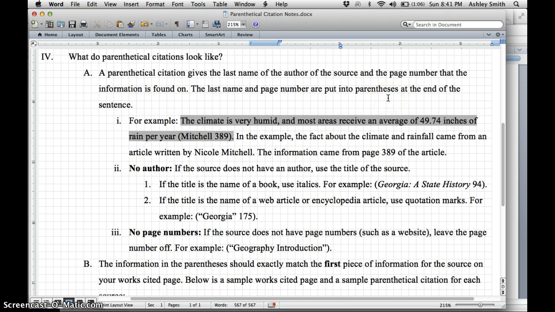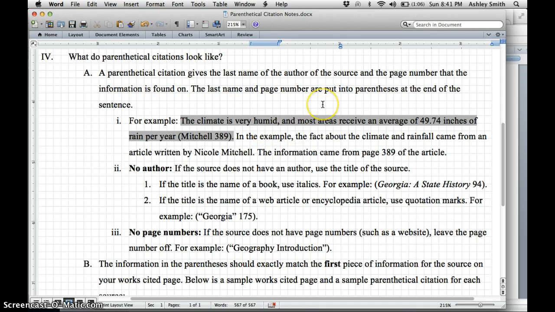Now you know. Okay, here's an example from my sample paper. The sentence says, "The climate is very humid and most areas receive an average of 49.74 inches of rain per year." That is information about the state of Georgia. And then here is an example of a parenthetical citation right here. It goes at the end of the sentence before the period.